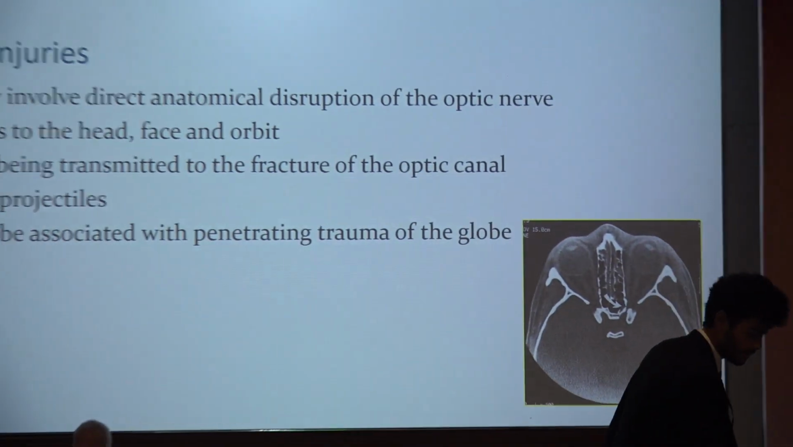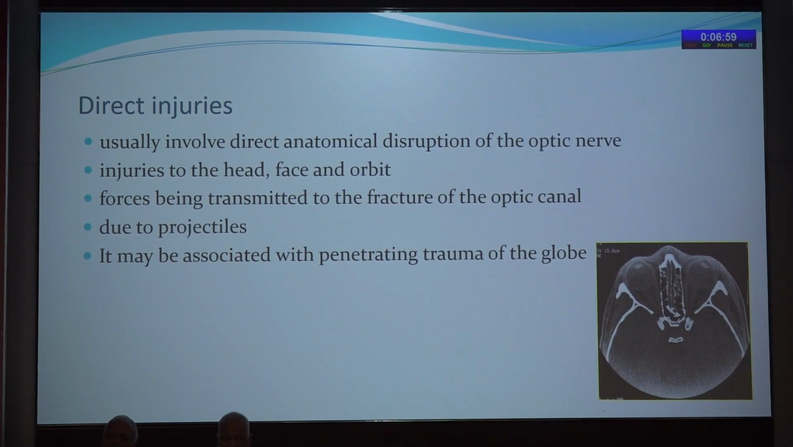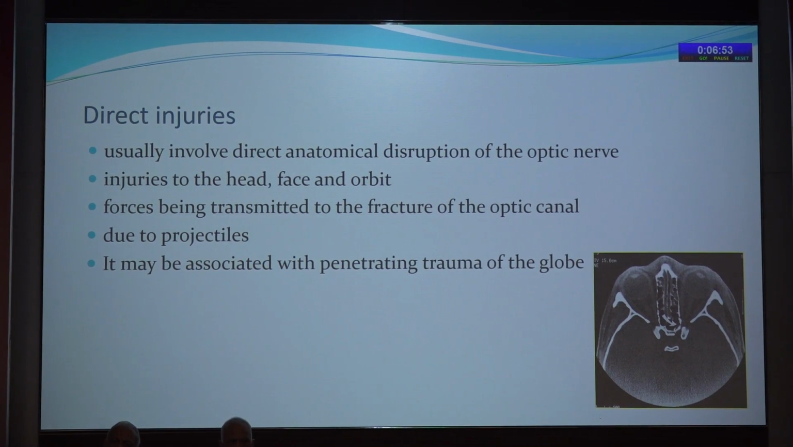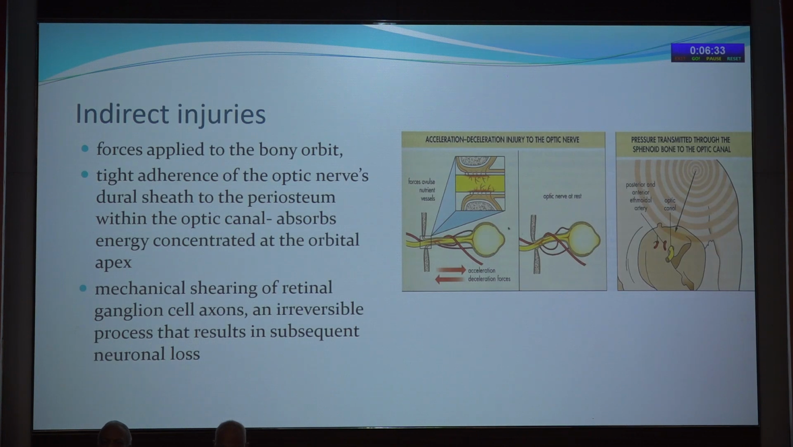There can be a direct nerve injury or an indirect nerve injury. Direct nerve injury is one where there is a direct anatomical disruption of the optic nerve, which is associated with injuries to the head, face or orbit. When there is a blunt injury to the head or directly on the brow, these forces are transmitted to the optic canal, causing a fracture of the optic canal, which can compress the optic nerve and cause traumatic optic neuropathy. This can also be because of projectiles. If it's a penetrating trauma, certain foreign bodies or projectiles can get lodged in that area and damage the optic nerve.